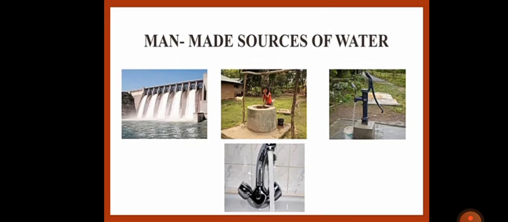But there are a few man-made sources as well, which we build, like dams, wells. We build them to store water whenever the rainfall occurs, so that we can use that water, and from there the water comes to our homes through the pipes. It comes into our houses through the water taps.